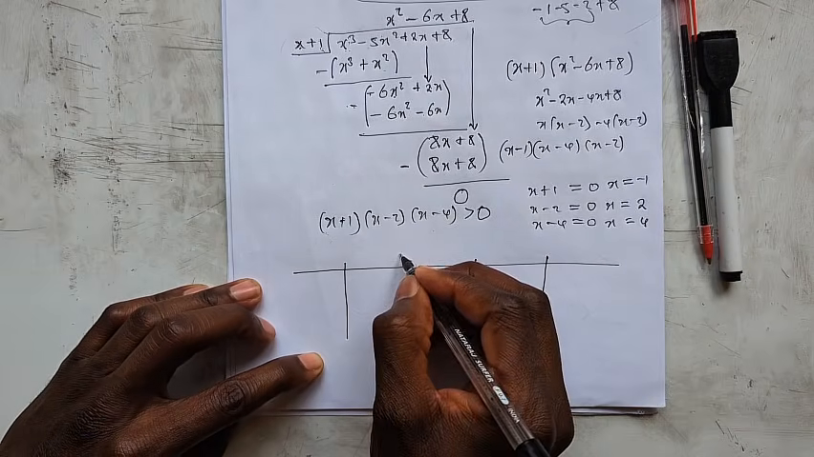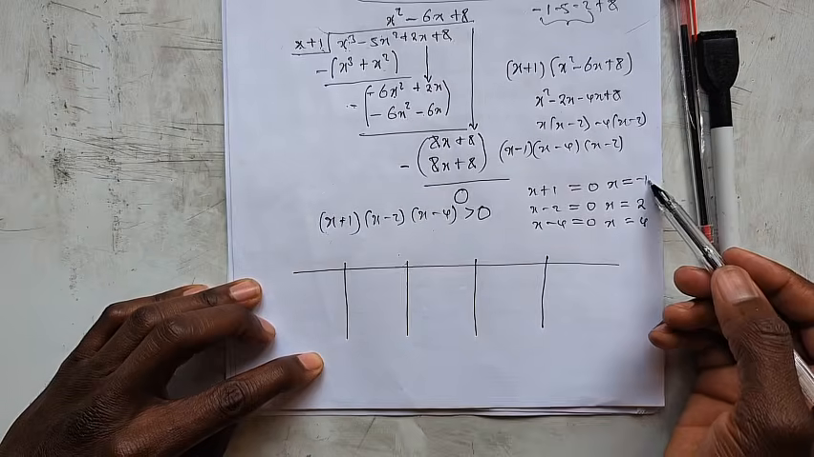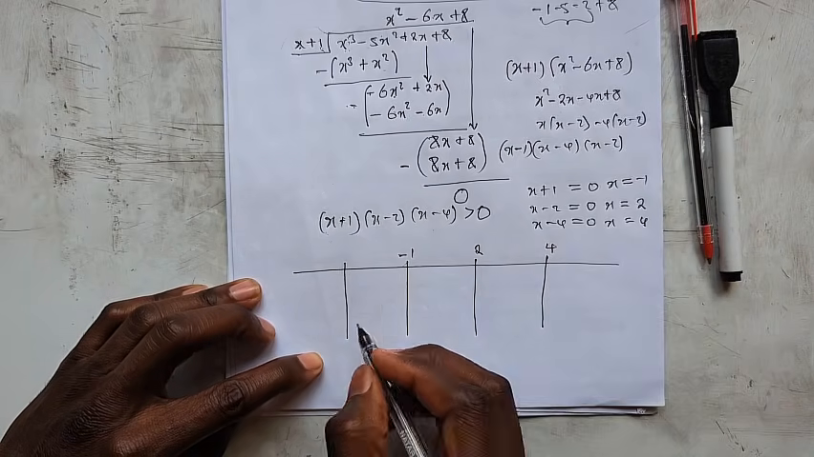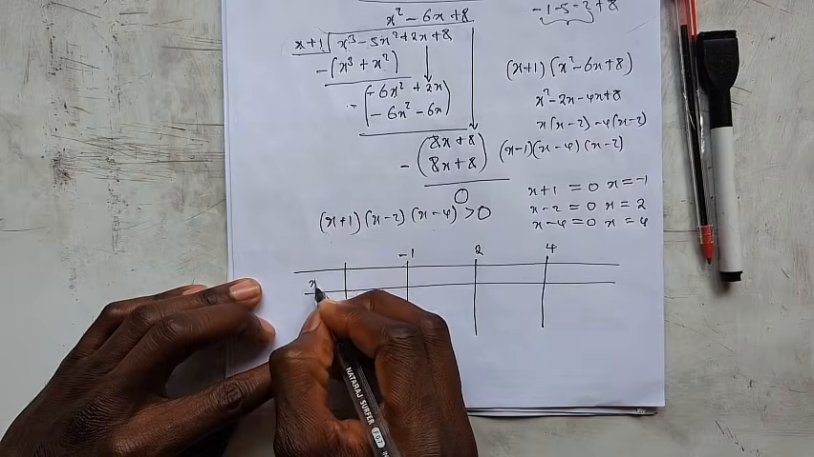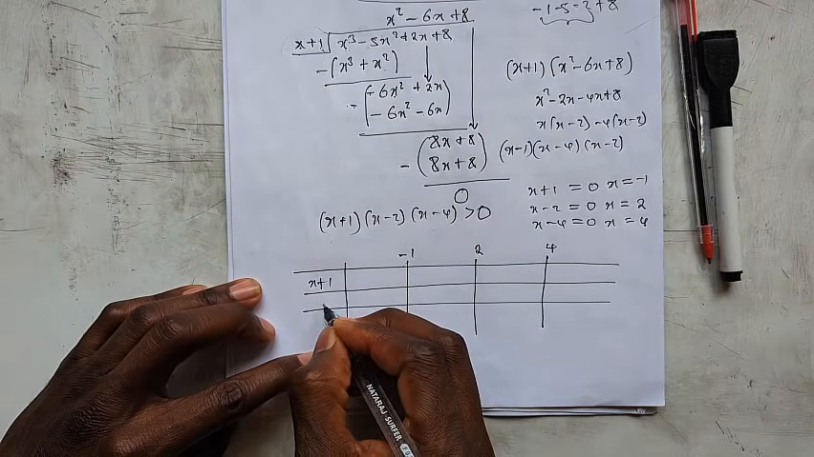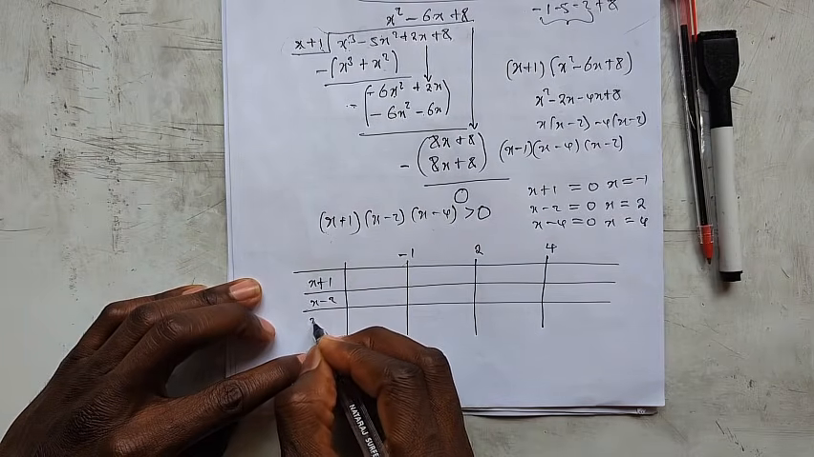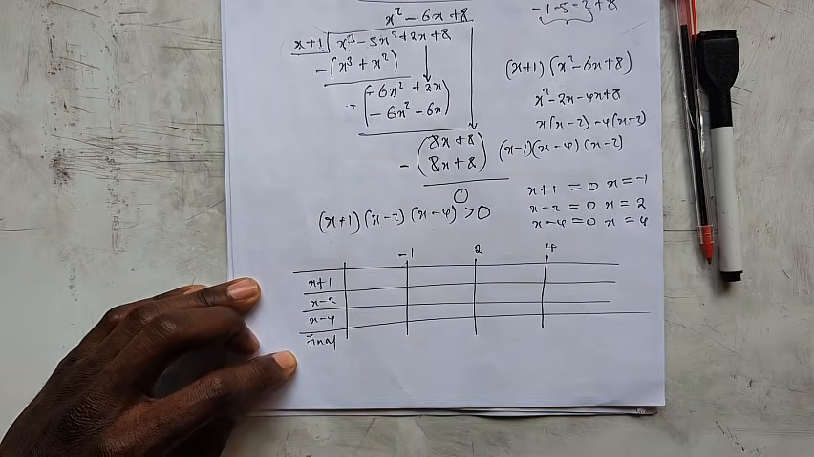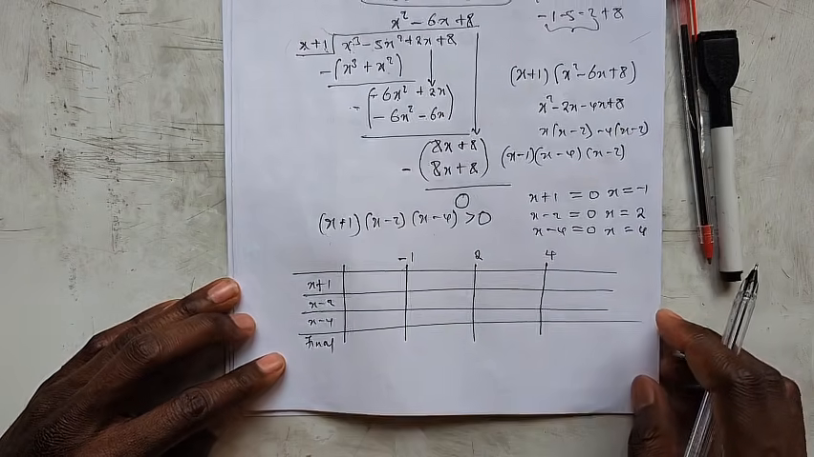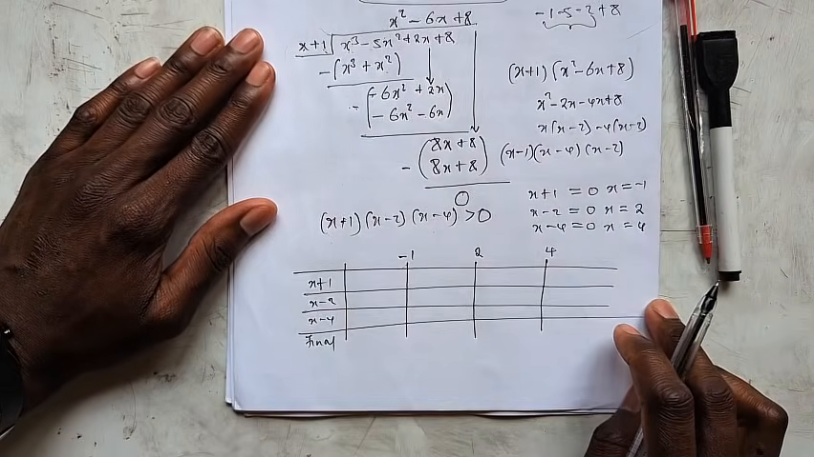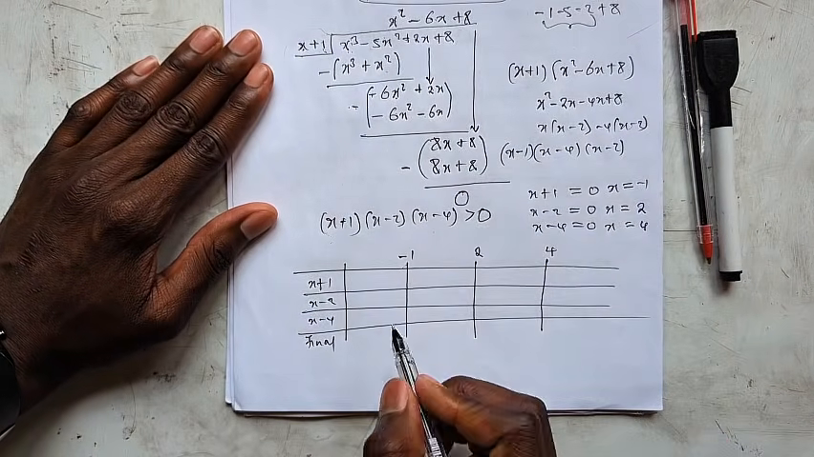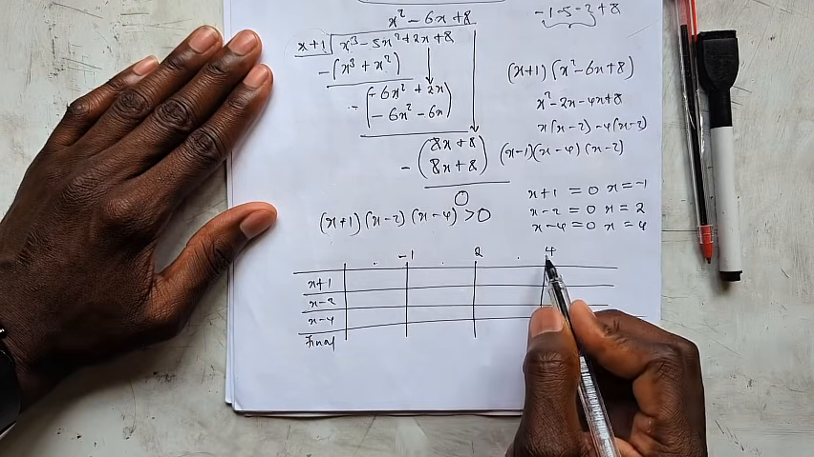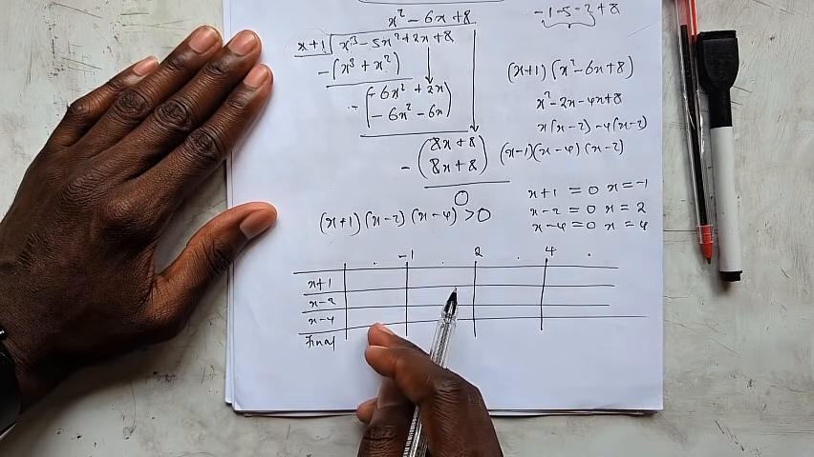Our sign table will have numbers starting from the lowest, negative 1, 2, 4 there. Then we have x plus 1 here, x minus 2 there, and x minus 4 here. Then we have our final sign. All right. So what are we going to do next? What we need to do now is we are going to be testing numbers from this part, there, and there in these numbers for us to get the signs.